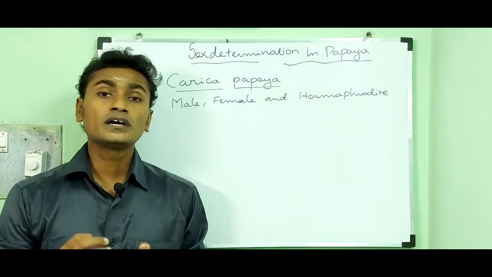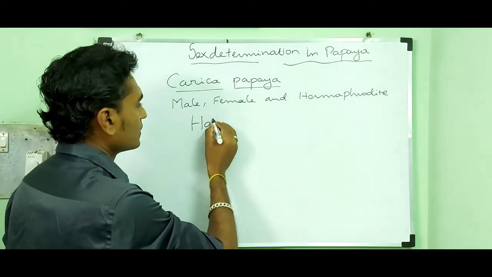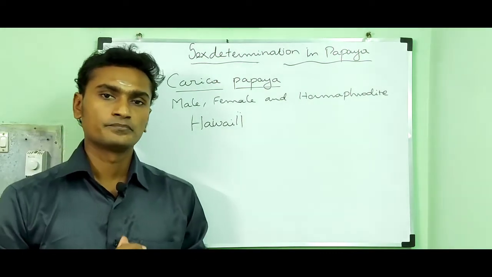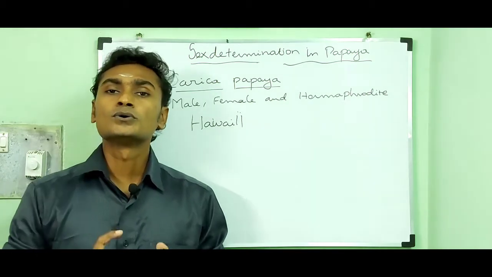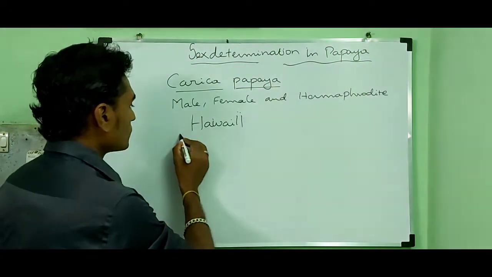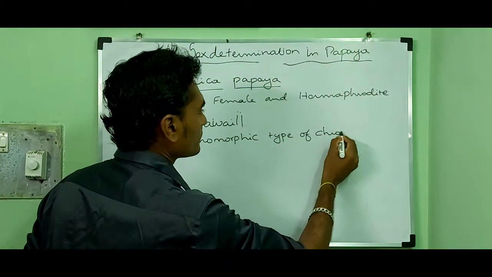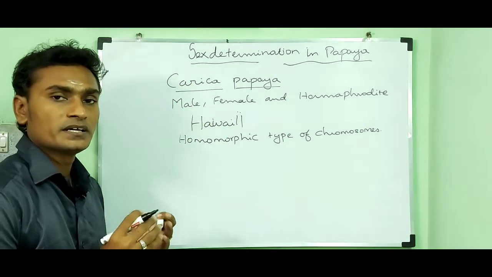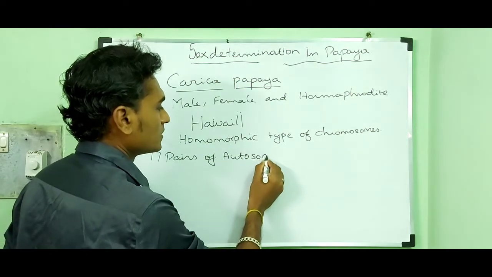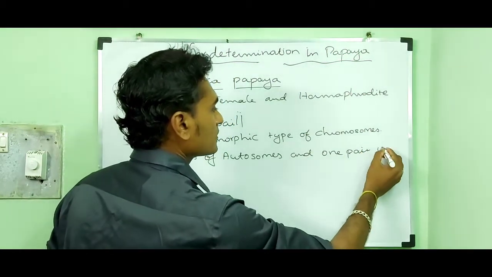Then recently Hawaii researchers discovered sex chromosomes in papaya. These sex chromosomes belong to the homomorphic chromosome type. The papaya has 17 pairs of autosomes and one pair of sex chromosomes.